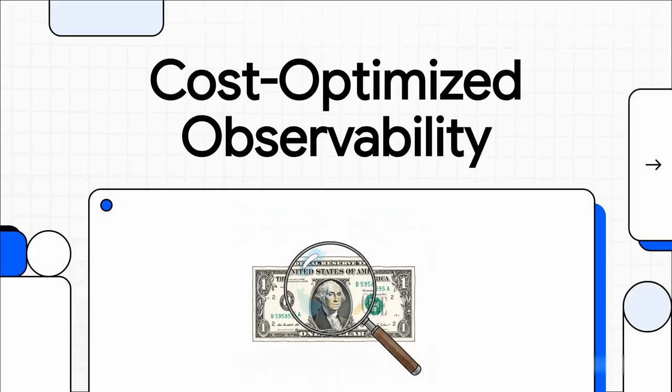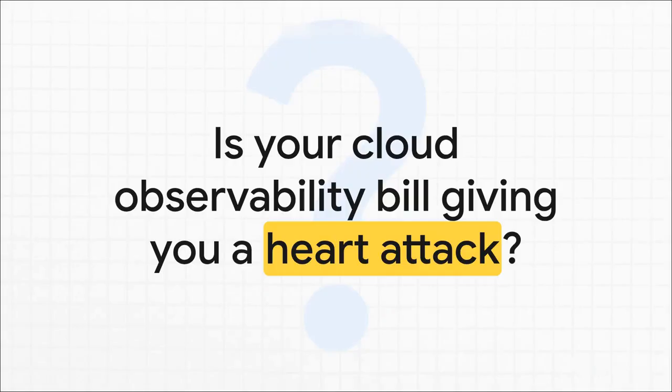So if you're running anything serious on AWS, you already know that observability is absolutely non-negotiable. But what happens when the very tools you use to see what's going on start costing more than the services themselves? It's a massive challenge, and in this explainer, we are going to break down exactly how to get it under control. I mean, let's be real.